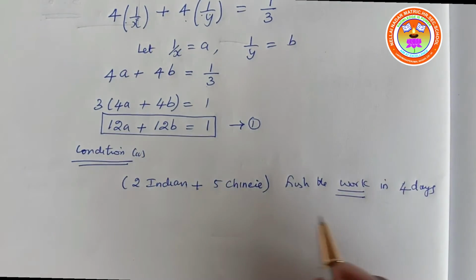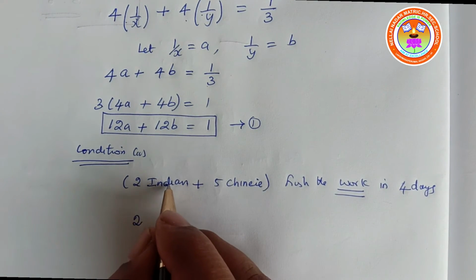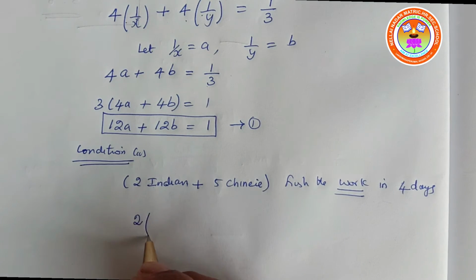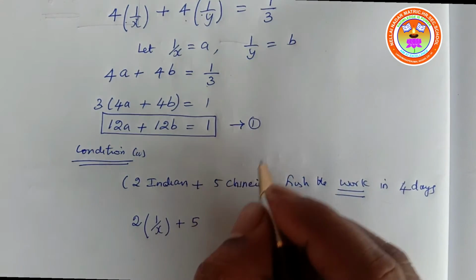Okay, here also work done is given. So 2 into Indian work done. Okay, work done by Indian is what? 1 by x. 5 into work done by Chinese is what?